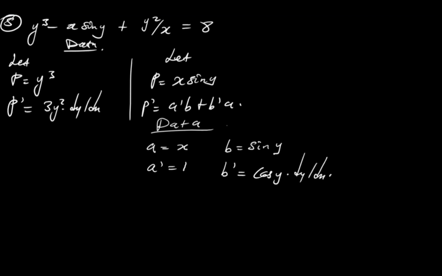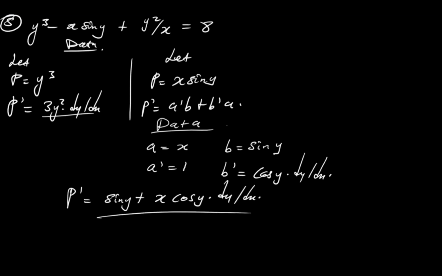dx. If we plug this back, p prime is equal to a prime b. So it's going to be 1 times sine y, which will just be sine y, plus b prime a, which will be cos y times x. So it's going to be x cos y dy over dx. So you have that.